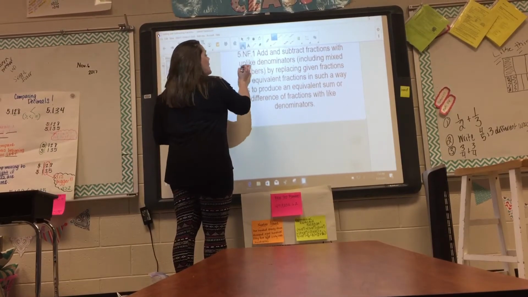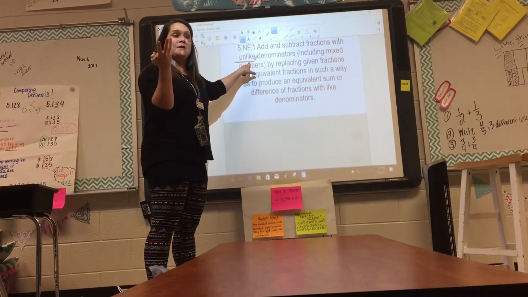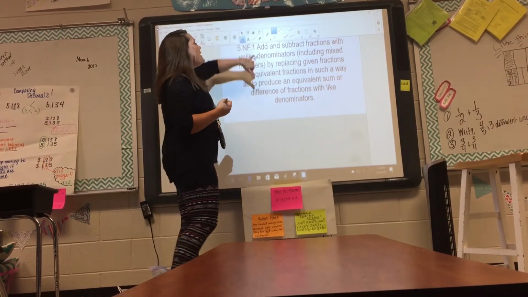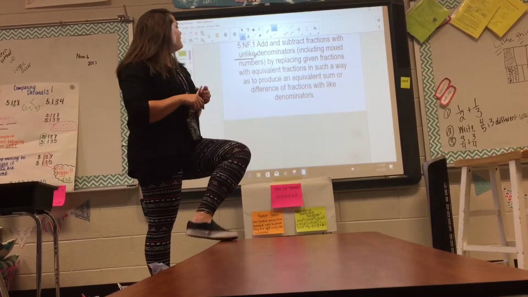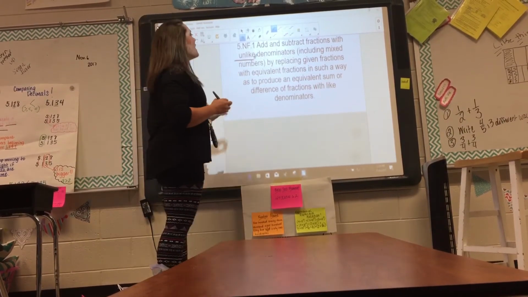Right now, students are completely 100% comfortable with adding and subtracting with like denominators because you add and subtract the numerators, and the denominator stays the same. But now that we're stepping it up a notch in 5th grade, we're using unlike denominators. So they're different denominators.